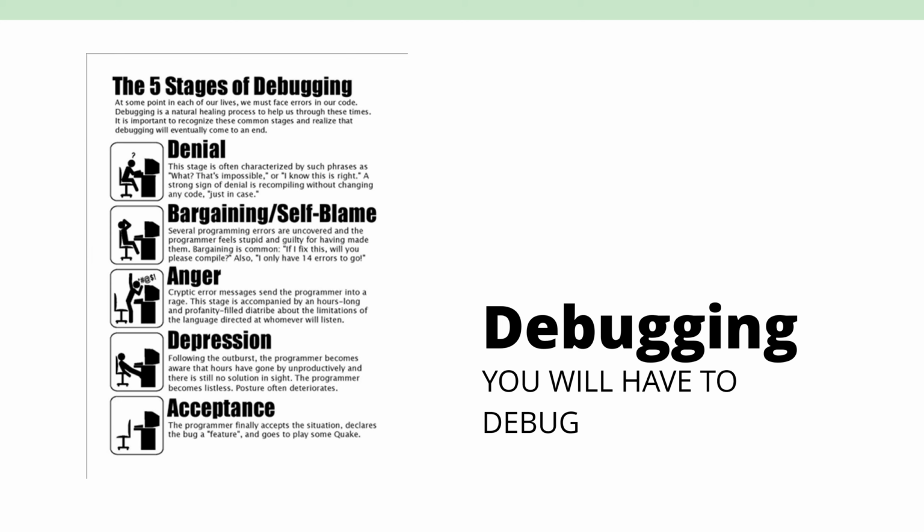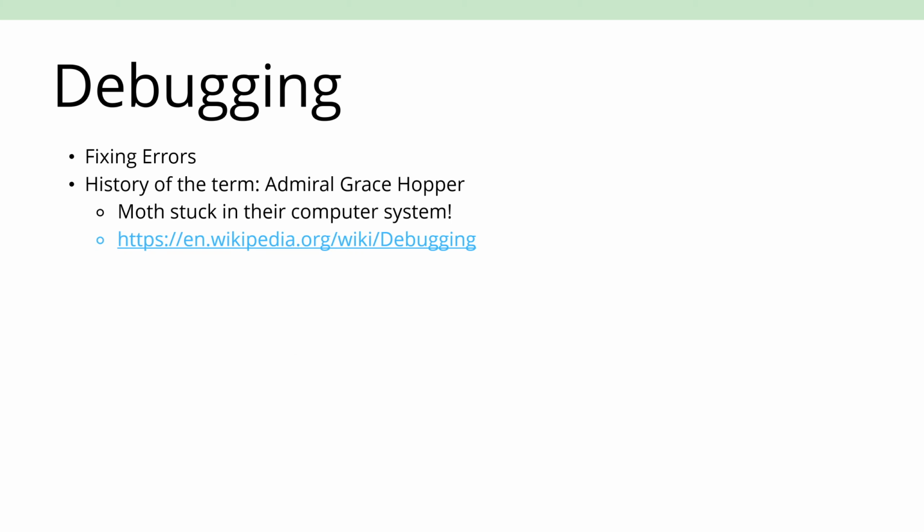So why is it called debugging? Why is fixing errors called debugging? Well, the history of this term is with Admiral Grace Hopper. She was a computer programmer, and back in the days when the computers were giant rooms of computer equipment, that was one computer. Well, their computer wasn't working, and they found out that there was actually a bug stuck in their computer system. So thus the term debugging caught on.